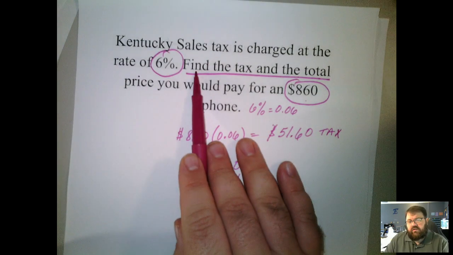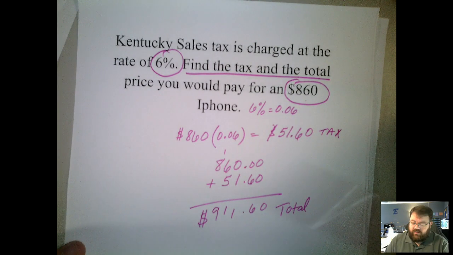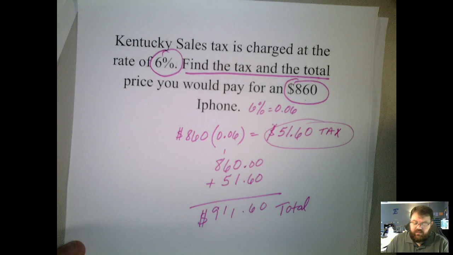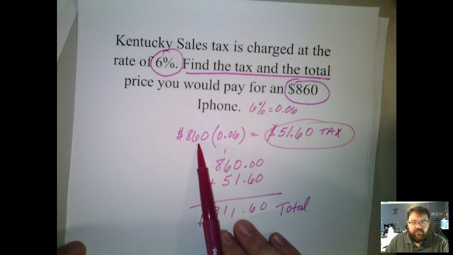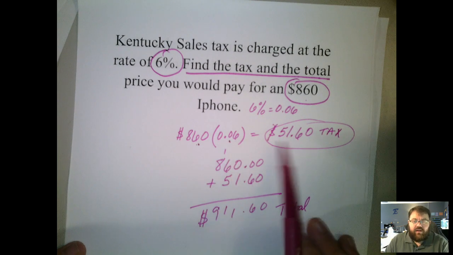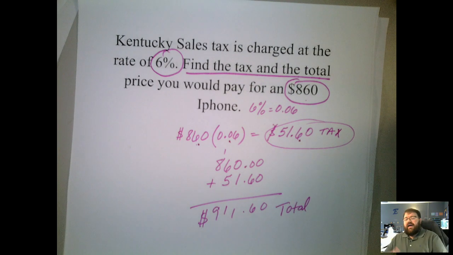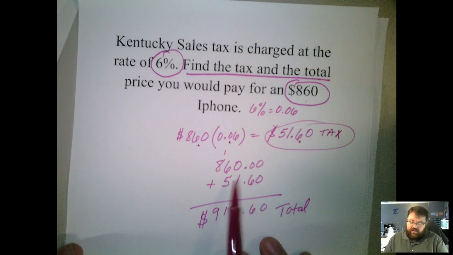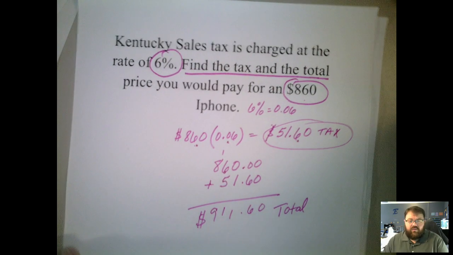Notice that my question wanted us to find the tax and the total. So I needed to show both of these answers here. The tax is when you're multiplying the price of the item or items times the percentage. That's your tax. And tax is always going to add to the price. It's not going to take away from the price. So I take the price of the item and add that, and that's going to give me my total.